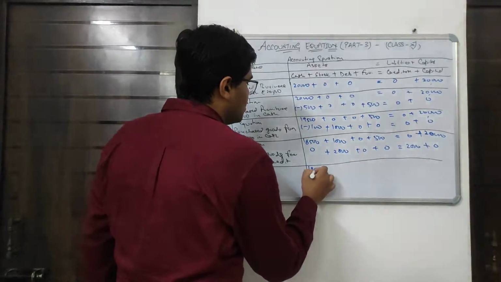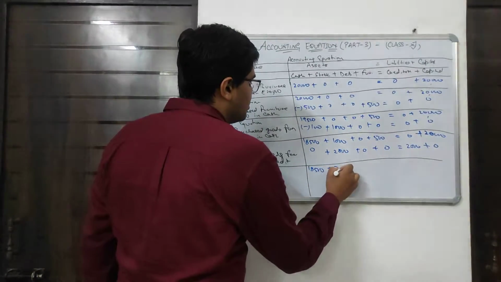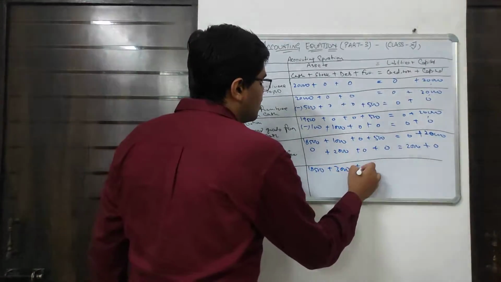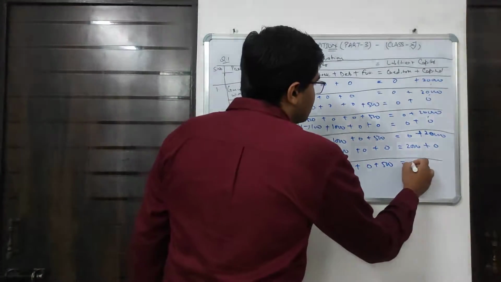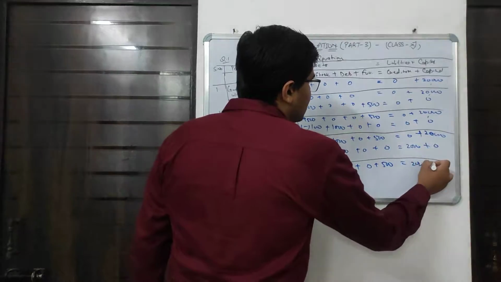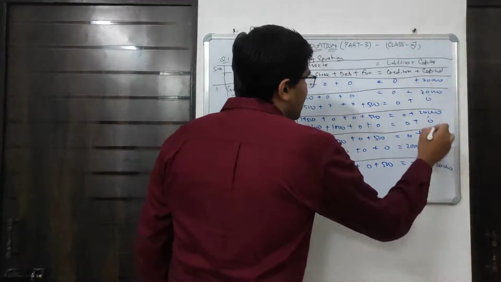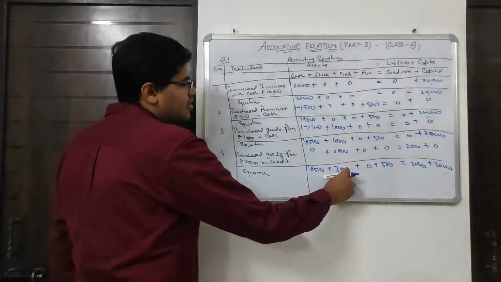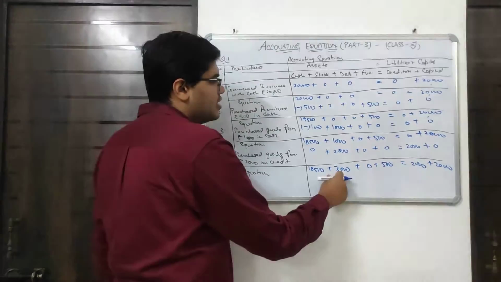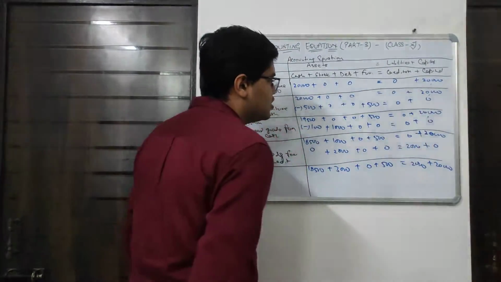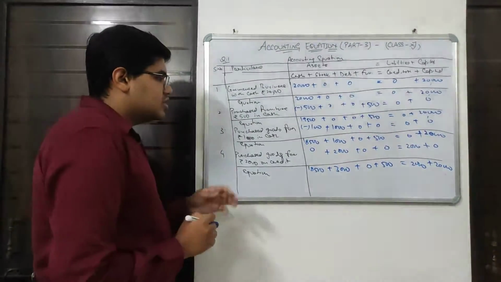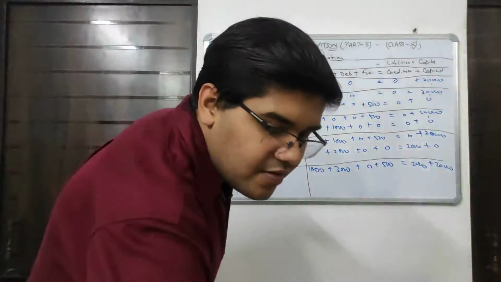18,500 in cash, 3,000 in stock, no change in debtor, 500 in furniture, 2,000 in creditor, and 20,000 in capital. Now you can see 18,500 plus 3,000, that is 21,500, and plus 500, 22,000. Here also 20,000 plus 2,000, that is 22,000. So the equation gets balanced.